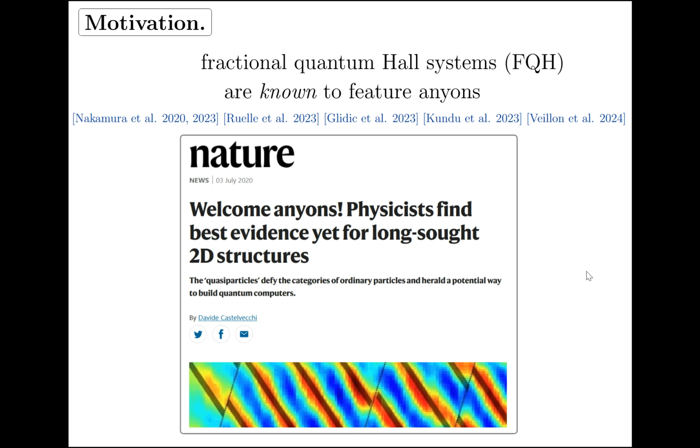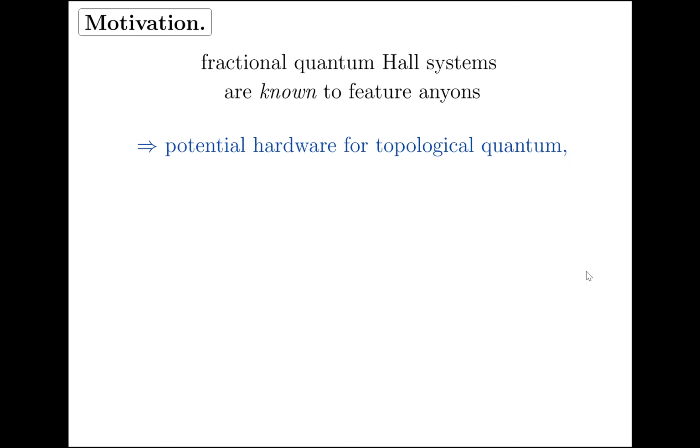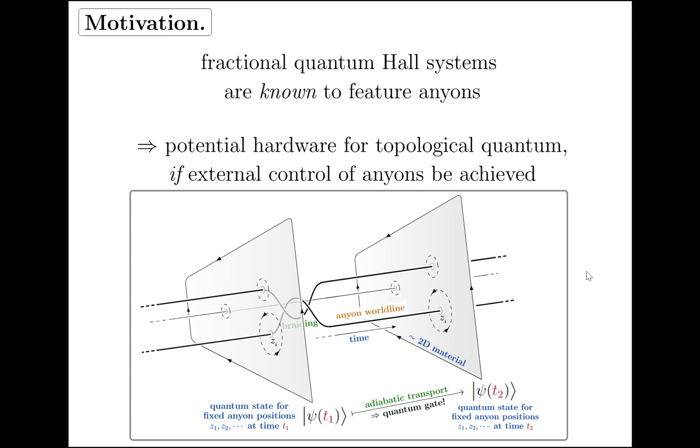Here's Nature advertising this result in 2020. Welcome anions. So these are fractional quantum Hall anions. And hence, fractional quantum Hall systems serve as potential hardware for topological quantum systems. That is, if external control of these anions can be achieved, a point that is not always highlighted that much.